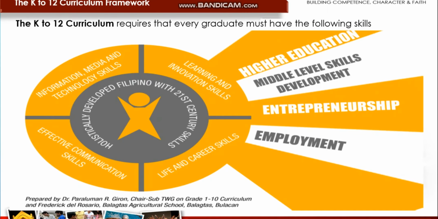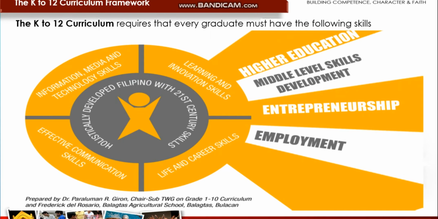So the implementation of the K to 12 curriculum is expected to contribute to the country's development in various forms. It is believed that this K to 12 basic education program is necessary to improve the quality of our education, which is, of course, critical to the progress of our nation.